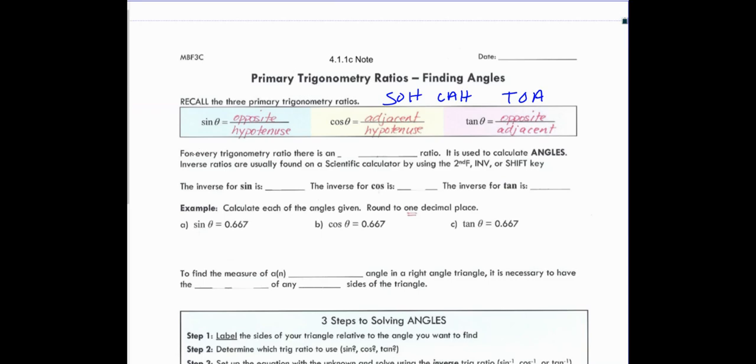Now, for every trigonometric ratio, there is an inverse. The inverse ratio is used to calculate angles. Inverse ratios are usually found on the scientific calculator by using the second function or the inverse or the shift key. So you have to find that on your calculator, or we'll look at it on the Desmos calculator in a second. The inverse of sine is simple.